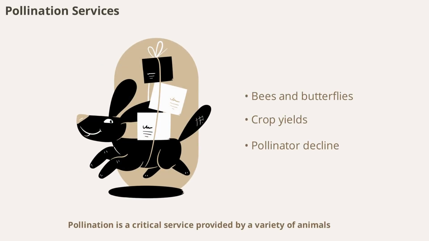Pollination is a critical service provided by a variety of animals, especially bees, butterflies, birds, and bats. About 35% of global crop production depends on animal pollinators. Rich pollinator communities not only increase crop yields but also enhance resilience to environmental changes. However, pollinator populations are declining due to habitat loss, pesticides, and agricultural intensification, threatening food security worldwide.